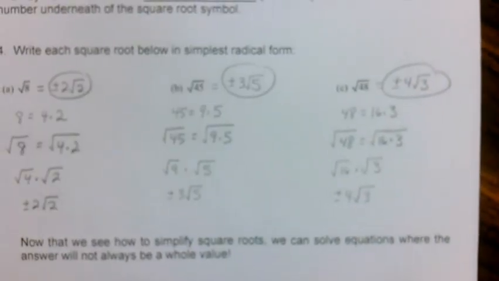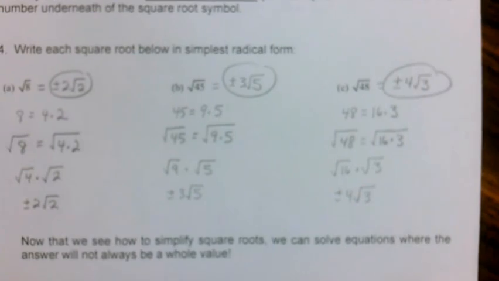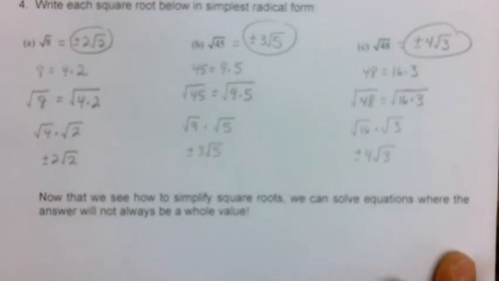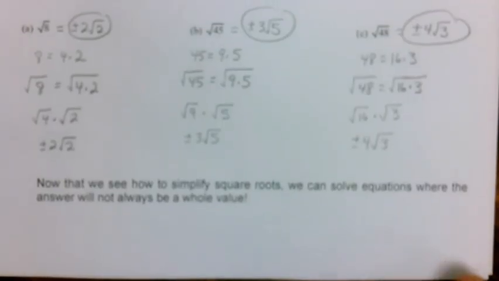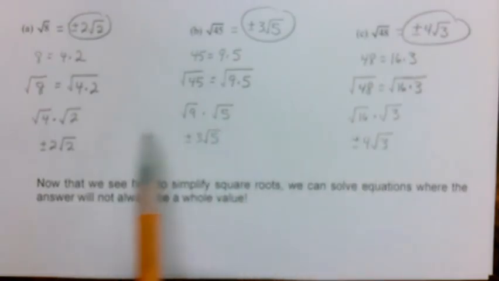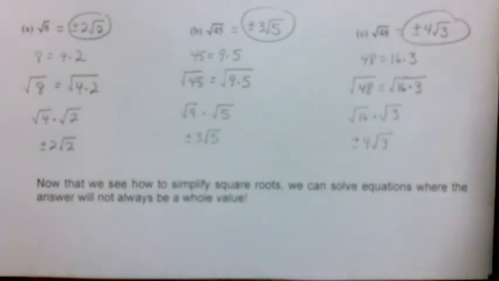All right, so that's how you're going to be simplifying your square roots. Can you find a perfect square that's a factor of the number underneath the square root symbol? And then you can use your multiplication property to help you simplify and write in simplest radical form. Now that we understand how to simplify square roots, we can solve equations where the answer will not always be a whole value.